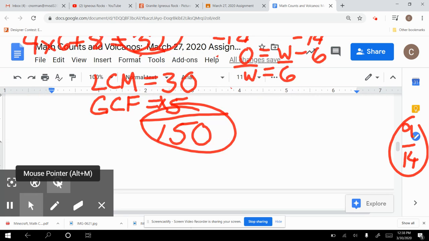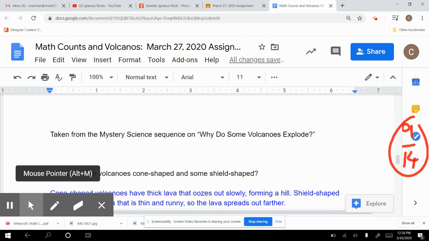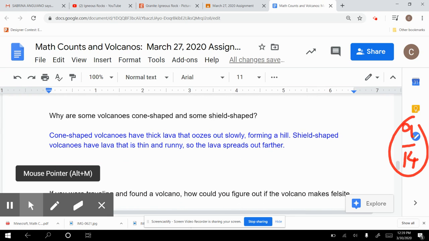All right, moving on to science. All right, kind of enjoying these volcano problems since we do live so close to a volcano and Washington has such awesome geology. It says, why are some volcanoes cone-shaped and some shield-shaped? Well, Mystery Science explains to us that cone-shaped volcanoes have thick lava that oozes out slowly, forming a hill. The shield-shaped volcanoes have lava that is thin and runny, so it spreads out a lot more and further, which gives it the low, rounded shape as opposed to the cone shape.